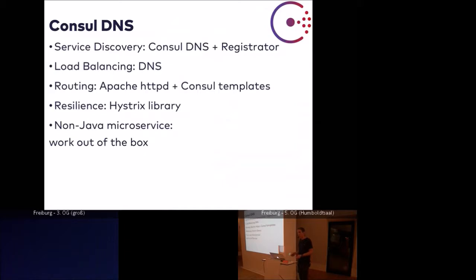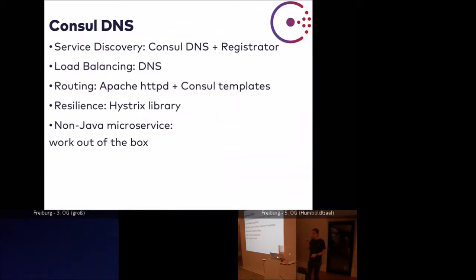But apart from resilience, a non-Java microservice would just work out of the box. We would just put it in a Docker container, we would run that Docker container, and we are done. Because it would be registered using registrator, and for lookup, we would just have DNS lookups. So there are no code dependencies, nothing. So those people who don't want to use Java should be quite happy about that solution. So that is why I think this is quite nice.